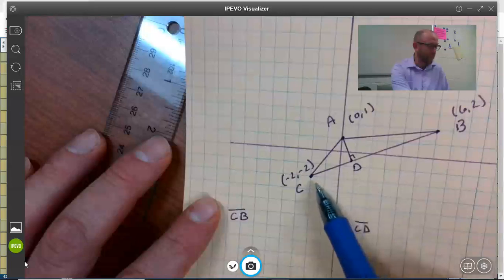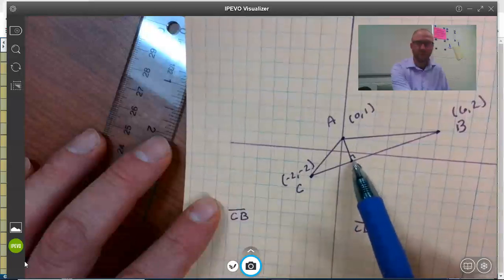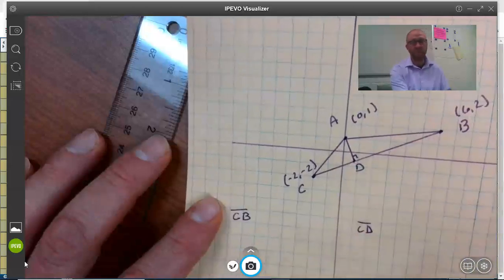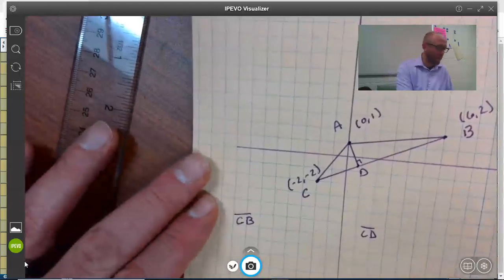So in order to find this height, that means we have to find the equations for the two lines, and therefore the point where they intersect, and then find the distance between those two. So, ooh, it's going to be fun. All right, here we go.